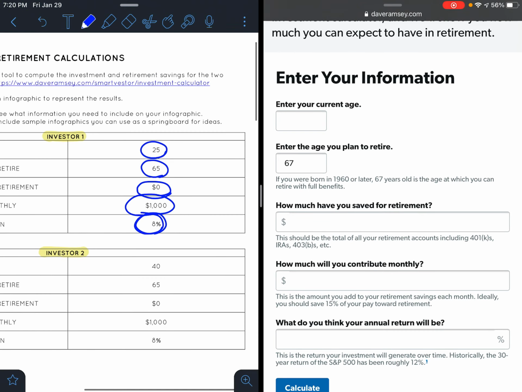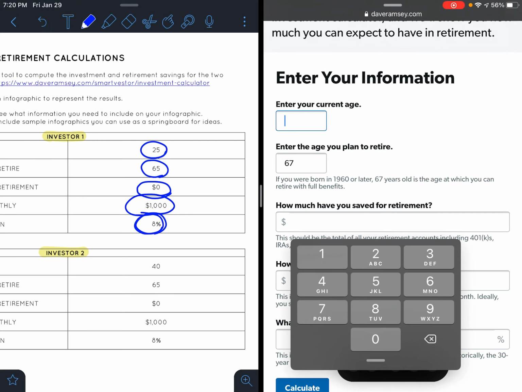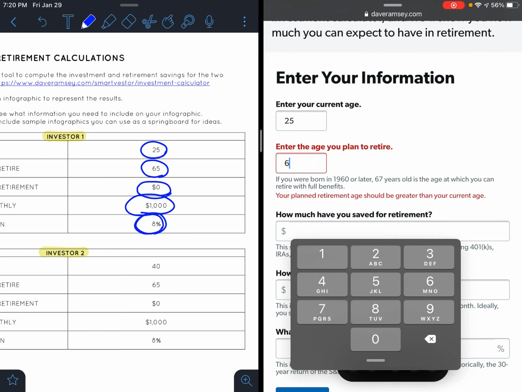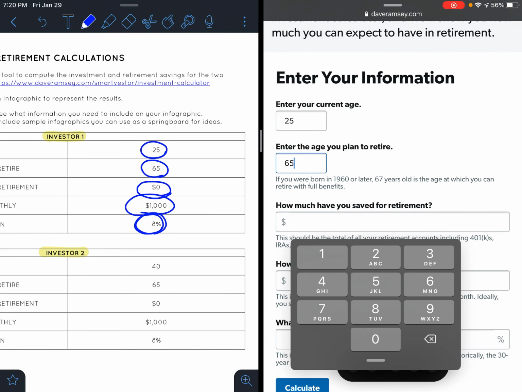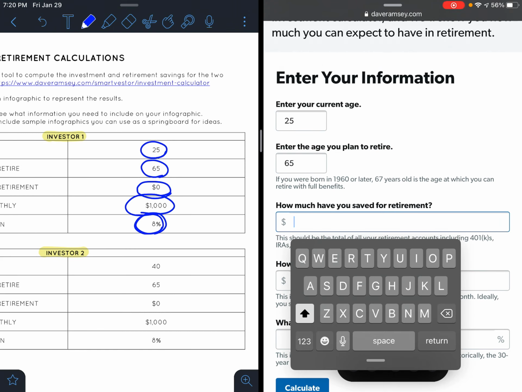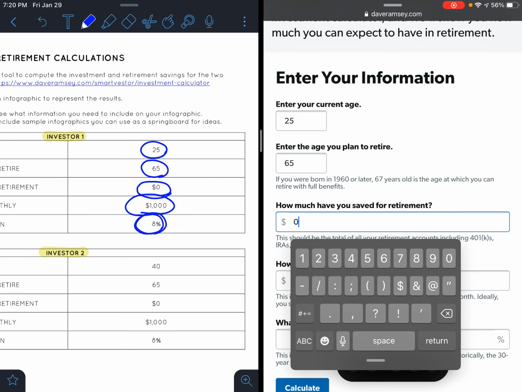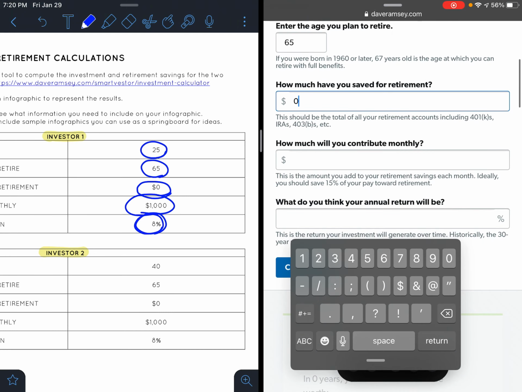So I'm going to switch to typing into the calculator on the right side of my screen. For the first part, I'm going to type in that current age that I've provided of 25 years old. In the next box, I'm going to change that to 65 instead of 67. For how much I've saved, I'm going to put $0. And my intention there is to show you in this particular calculation what it would look like if you didn't start saving for retirement and investing until you were 25 years old.